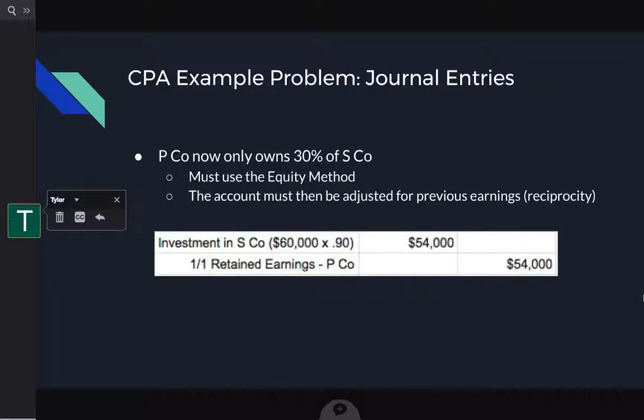So before, when P Company owned 90% of S Company, they used the cost method, but now that they are down to 30%, they are required to use the equity method. So we have this ending reciprocity entry, where we basically just convert from the cost method to the equity method. So we debit investment in S Company for $60,000 times 90%, which is what they own in 2012, and then we credit the January 1st retained earnings of P Company by that same amount to convert to the equity method.